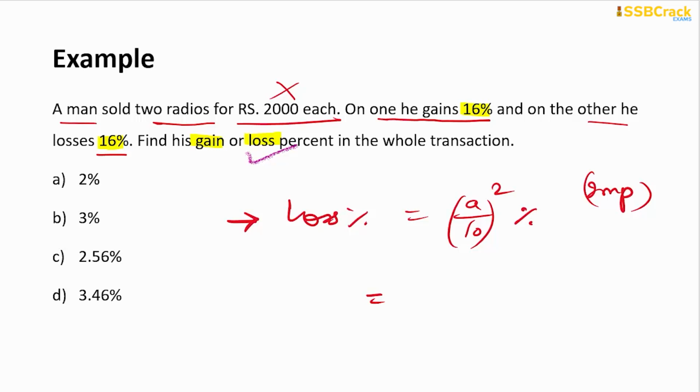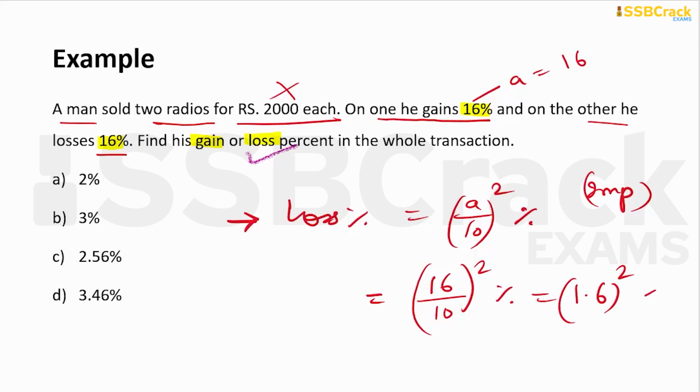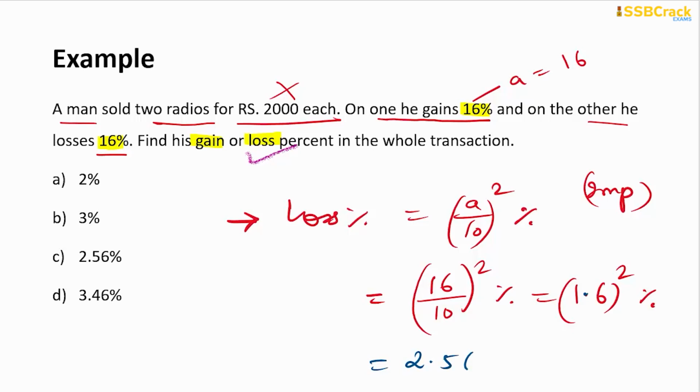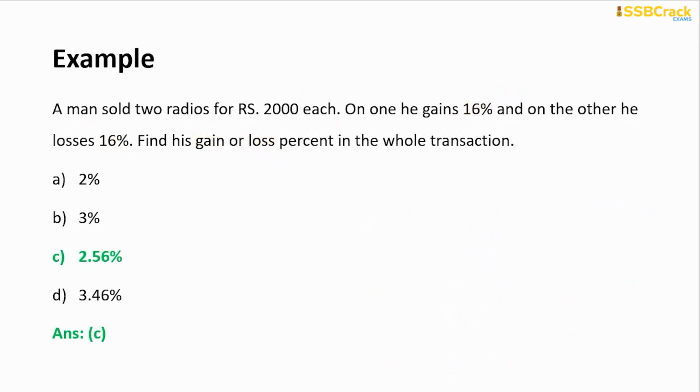Because the loss percent and gain percent will be the same, that would be indicated by the amount A, right? So the value of A is 16 here. So we have (16 upon 10) whole square, and we know that 16 upon 10 is 1.6. So what is 1.6 squared? It is nothing but 2.56, because it's 16 square and two places of decimal will come. So 2.56 percent will be the right choice, and hence the key is option C for this particular question.